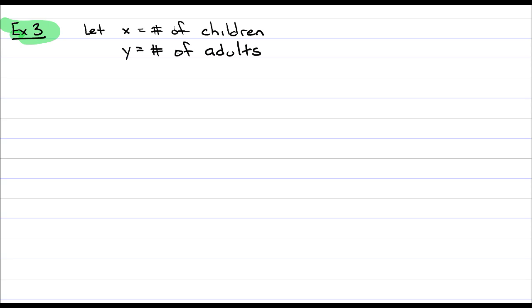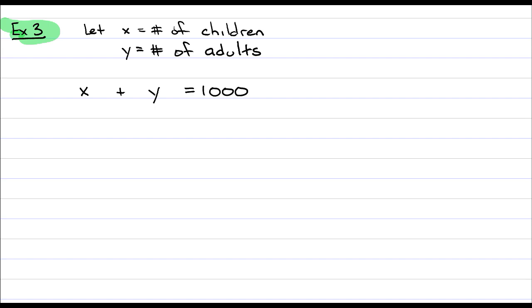Okay, so we need to use this to try to come up with some equations. Well, first off, it does tell us that the total number of people who rode the bus on this day was 1,000. So from there, we can get that X, the number of children who rode the bus, plus Y, the number of adults who rode the bus, has to equal 1,000. So that gives us one of the equations.